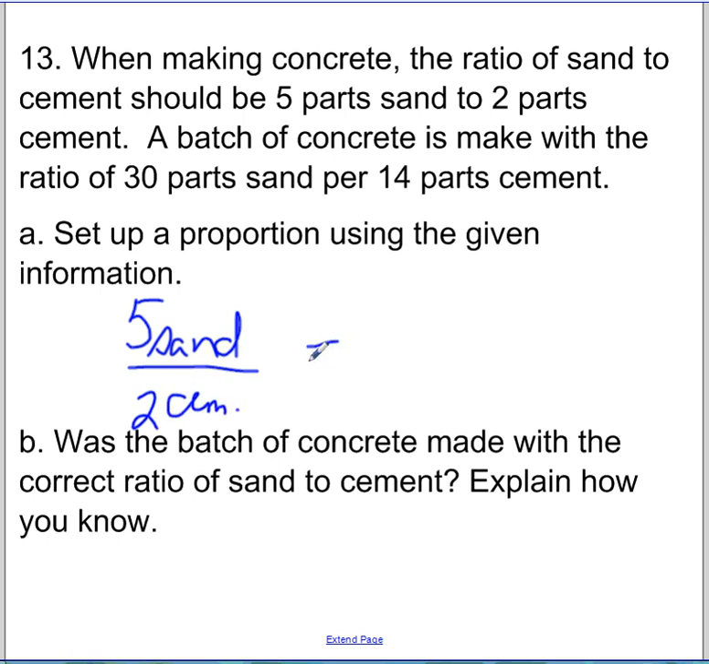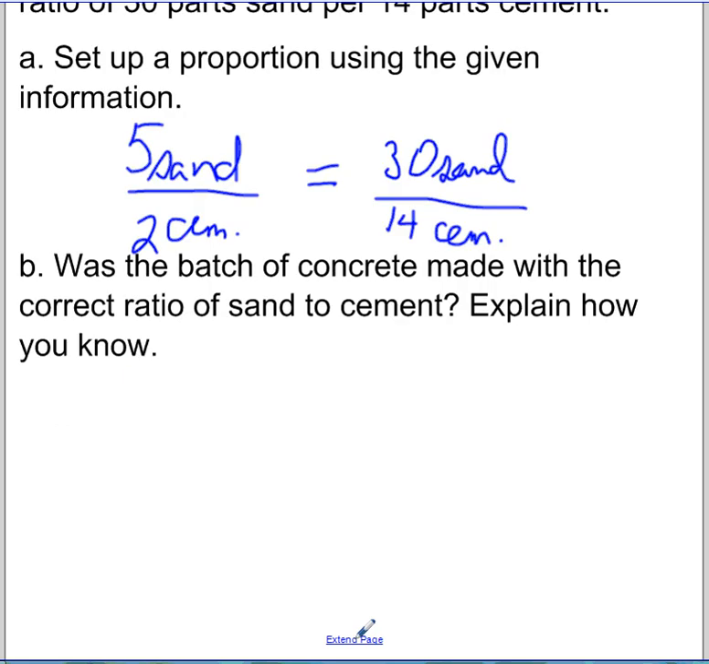And we need to find out if that's the same as 30 parts sand. Notice I'm making sure that sand is in the numerator of both, and then cement in the denominator of both. And so let's go ahead and see if we get a true statement or not.